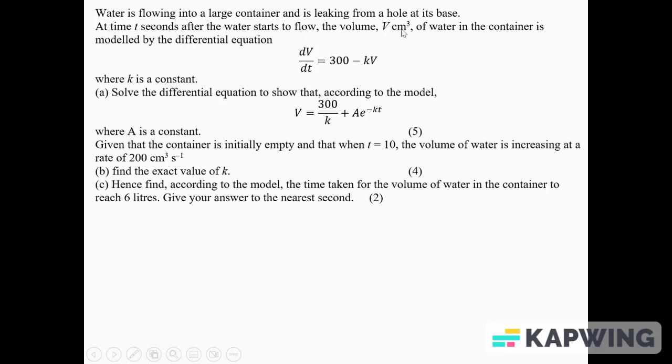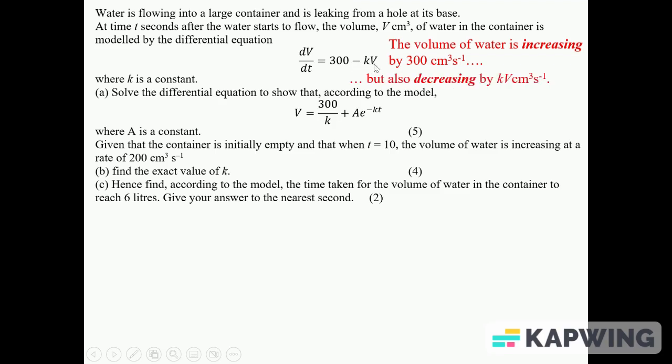The volume is modelled by this differential equation. So it's the rate of change of the volume. So there's 300 going in, so that's increasing the volume by 300. That's plus 300. But it's also decreasing by something times V, some factor of V. It's something times V because the more water there is, the faster it'll leak out. We've got to solve the differential equation to show that V is equal to that.